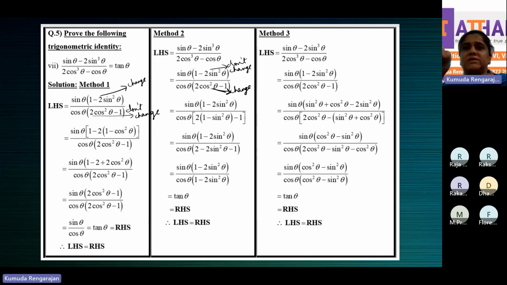Method 1 and method 2 only. Method 3 we already did. So for you, method 3 is method 1 because we already finished. So method 2 and 3.